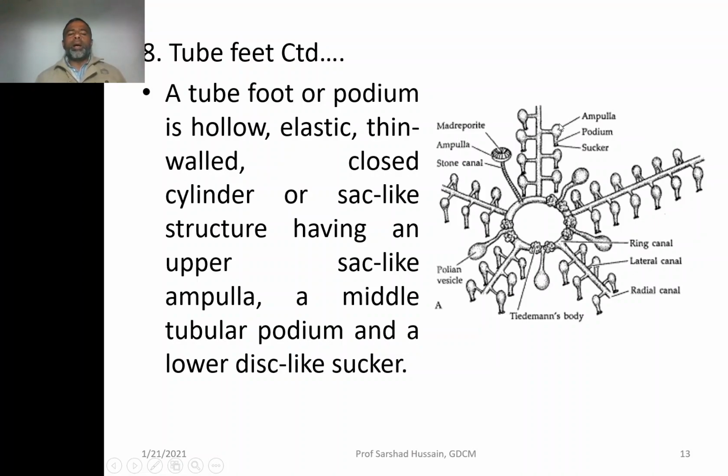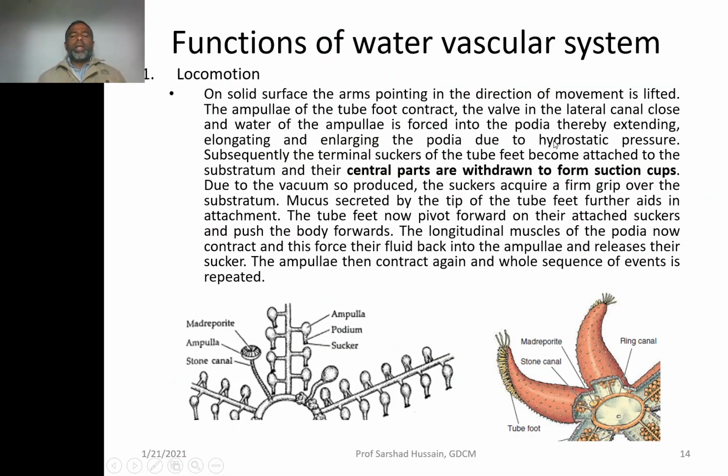This upper sac-like structure is called the ampulla, the middle one is called the podium, and the lower one is called the sucker. The sucker is a disc-like structure. Let us now look at how the water vascular system helps these echinoderms. The very first function is that it helps in locomotion.